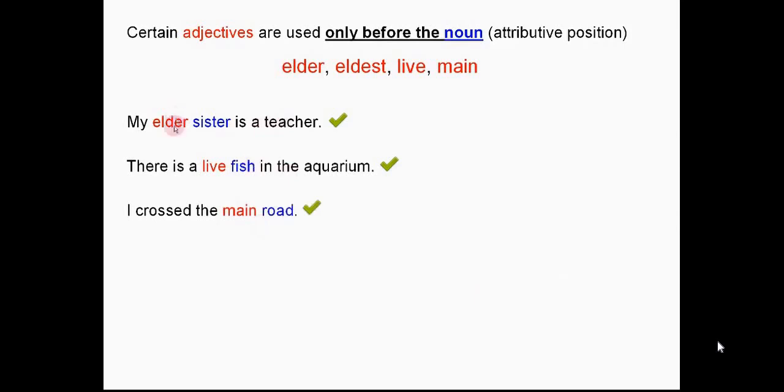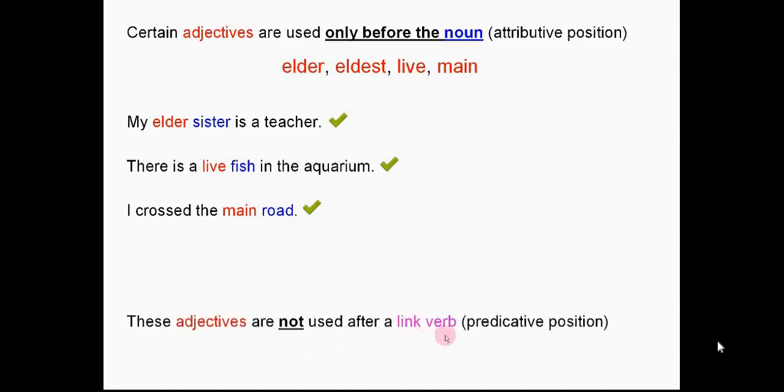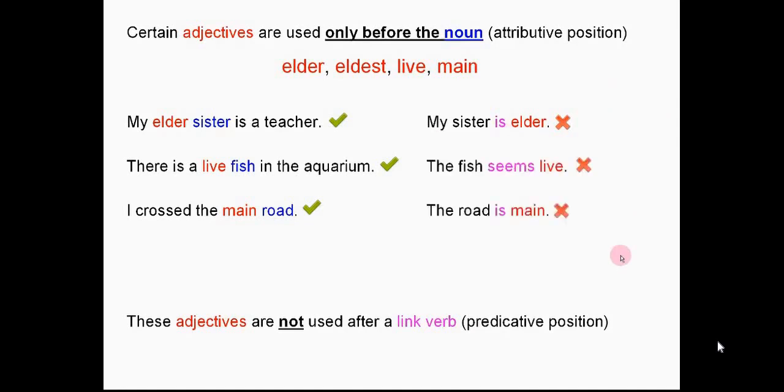Okay, so in all of these cases, the adjective can only be used before the noun. These adjectives are not used after a link verb. So, my sister is elder is wrong. We cannot use the adjective elder in this way. The fish seems live. That is wrong. And the road is main. No, we cannot use the adjective main like that. We cannot use it after a link verb. Okay?